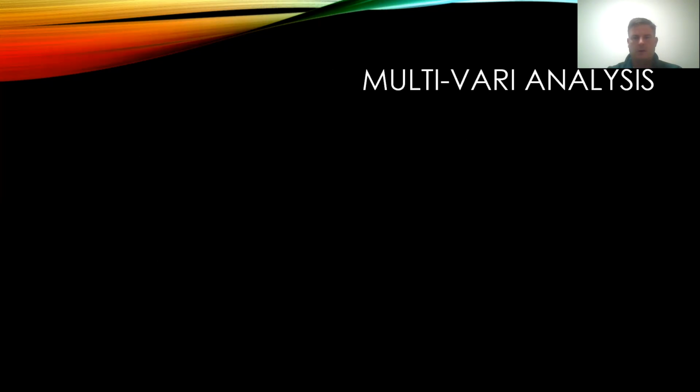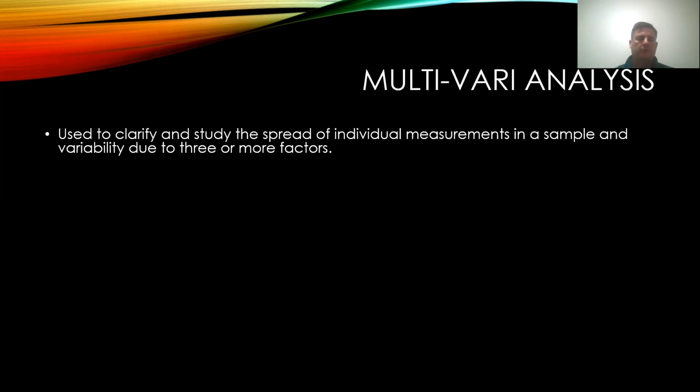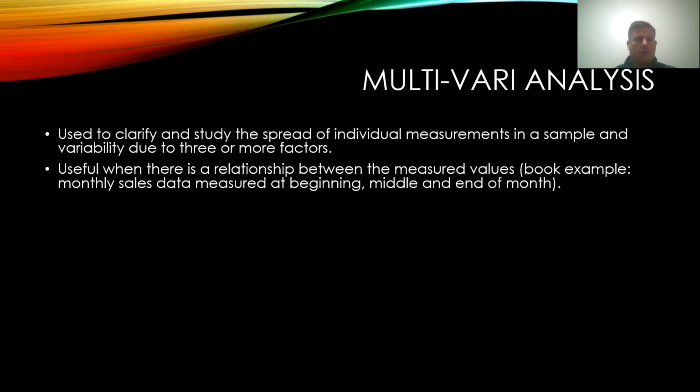So, multivariate analysis. This is going to be used to help you study the spread of the individual measurements themselves, in a sample, and variability due to 3 or more factors, okay? It's very nice for the relationship between measured values. The book example, if you look at the chart that they give there, is monthly sales data measured at the beginning, middle, and the end of the month, and it gives you an understanding of how each of those measurements line up with each other.